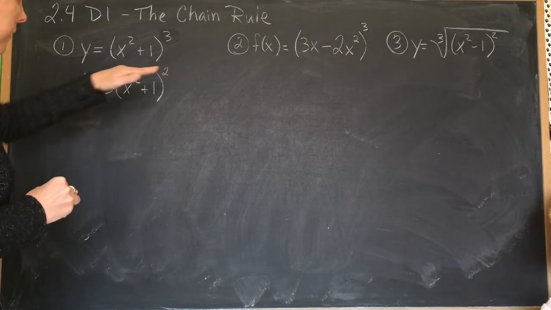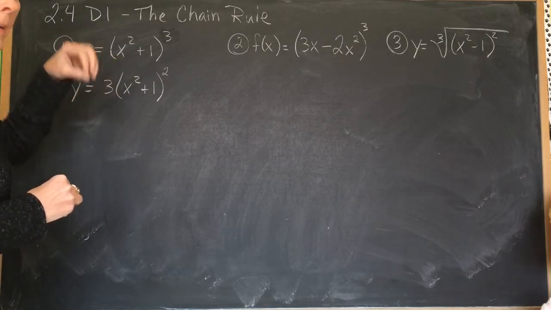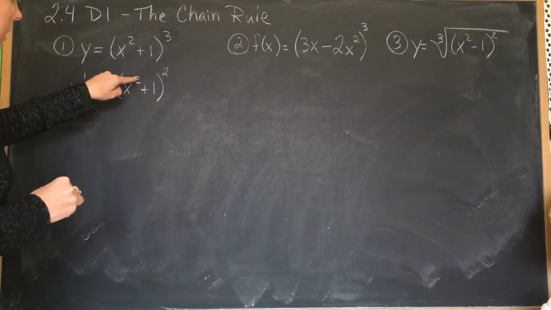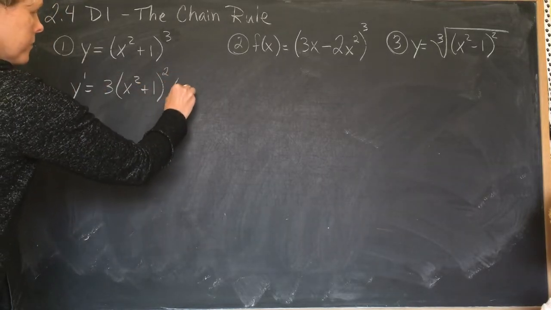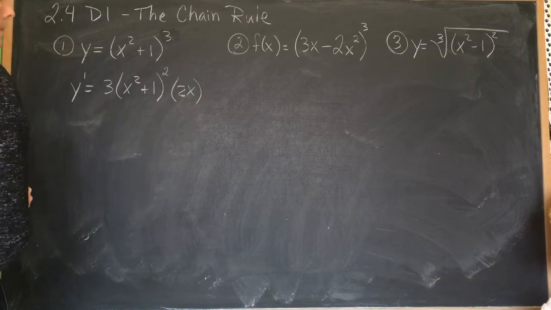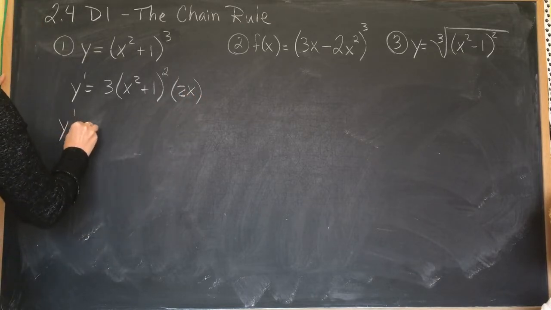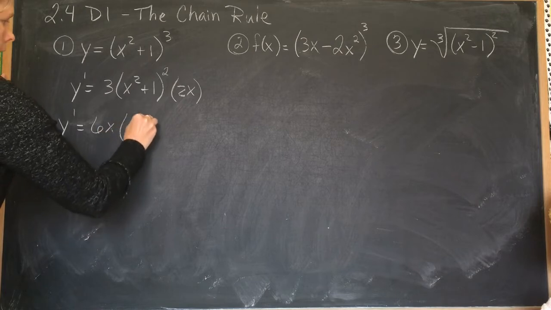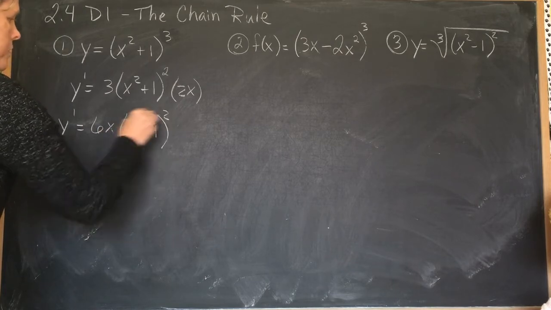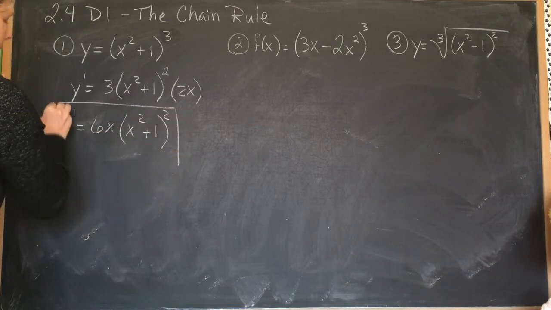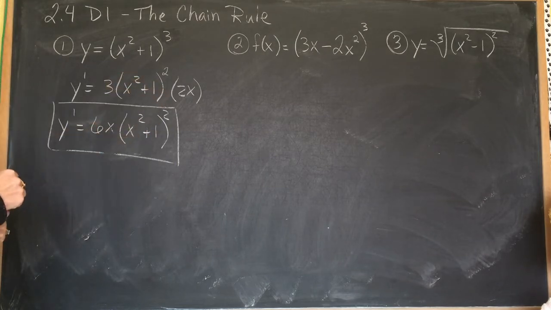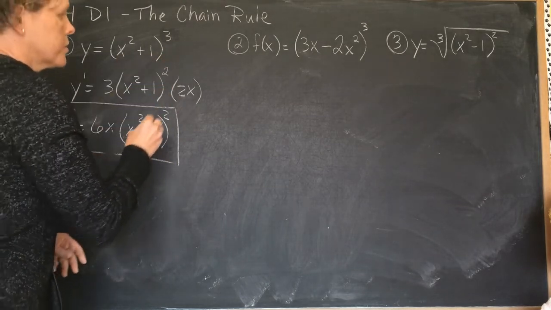Then the chain rule says after you take the derivative of that whole thing, now just take the derivative of the inside. So the derivative of just x squared plus 1, that's 2x. So my final answer is 3 times 2x, so 6x times x squared plus 1 squared. I am not going to ask you to FOIL that out or anything. You just combine what you can and then leave it alone. All right, so let's try number 2.